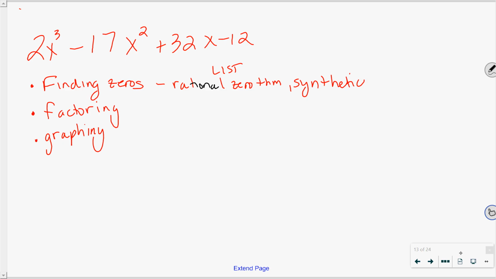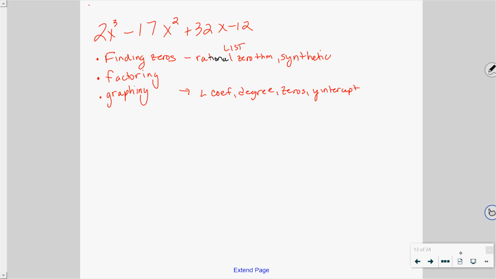With graphing, we're looking at leading coefficient. We're looking at degree. We're looking at zeros. We're looking at y-intercept. Okay. Ethan, is that a question? Yeah.